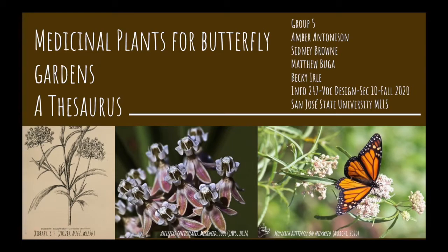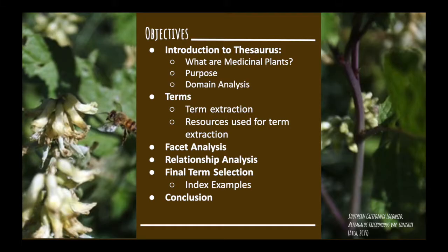Welcome! Today we'll be presenting our Thesaurus for Southern California native plants, which have dual use as both medicinal plants and in butterfly gardens. This presentation will introduce our Thesaurus and the process of creating it, including domain analysis, term extraction, facet analysis, relationship analysis, and final term selection.